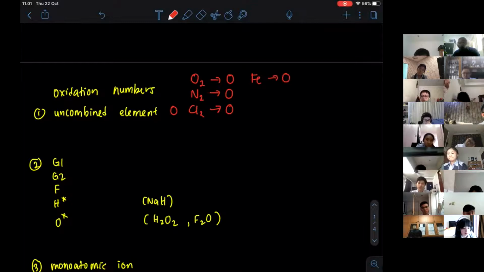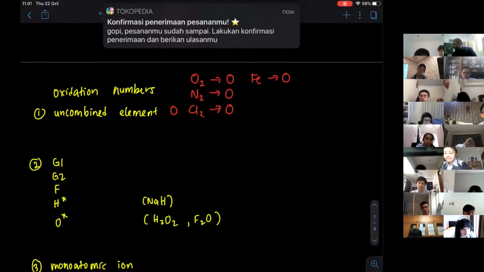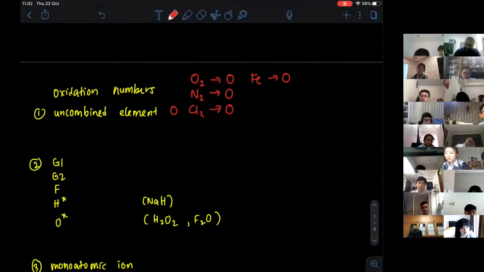I'll give you more examples. If you have, for example, S8, a sulfur molecule. Sorry, it's an element. S8 is a simple molecule, so still an element. This one is going to be 0. Please remember this: uncombined element is 0.